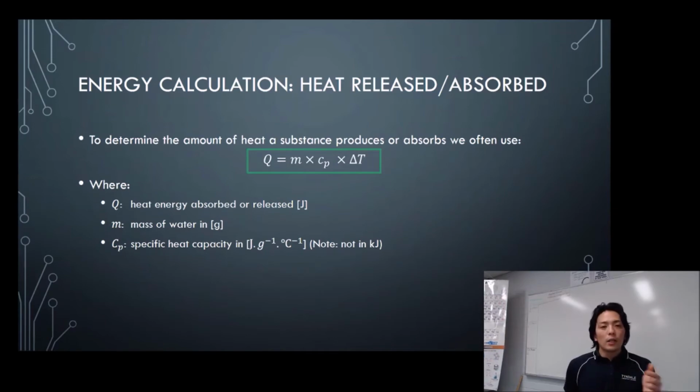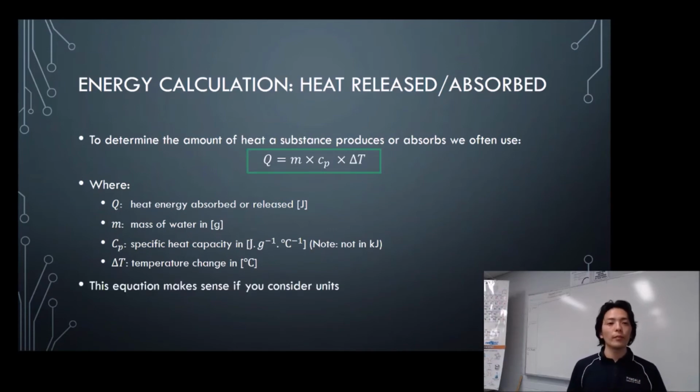So this number, heat capacity of water, tells you how many joules of energy is required if you are to increase the temperature of 1 gram of water. So for 1 gram of water to be heated up by 1 degree, how many joules would you need? That's what Cp tells you. Delta T is the temperature change in water. Now, if you consider all those units and put them into where those letters are, that should make sense.